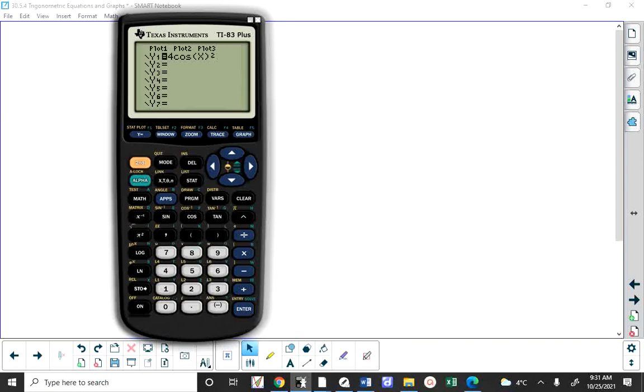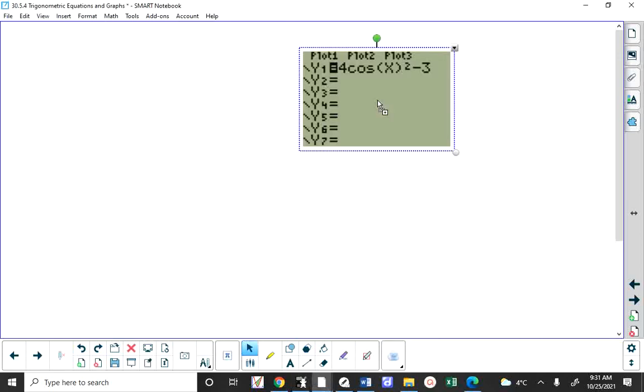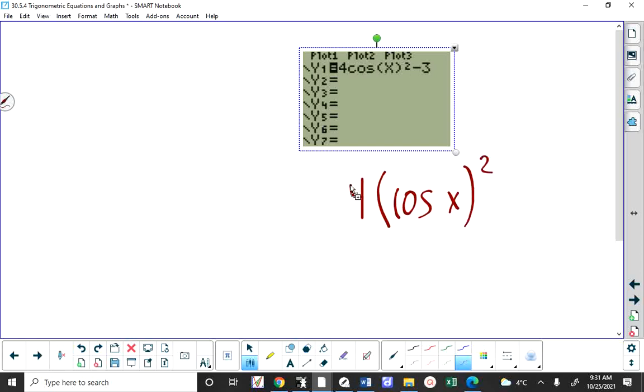To me, that looks like you're squaring the x and then taking the cosine of x squared, but it's not. What that means on your calculator, I want to make sure that you understand this. I'll finish this first. Minus 3. What this means on your calculator is 4 cosine of x quantity squared minus 3. It means 4 cos squared of x minus 3. So it may look, if you're like me, like it's only squaring the x, but it is in fact squaring the cosine.